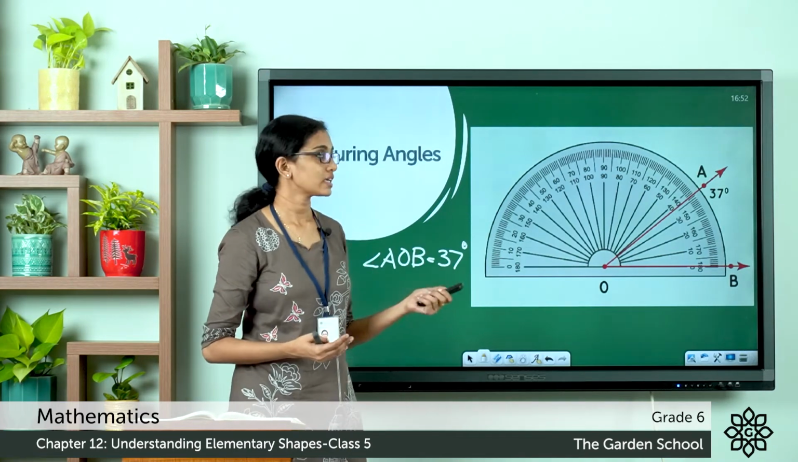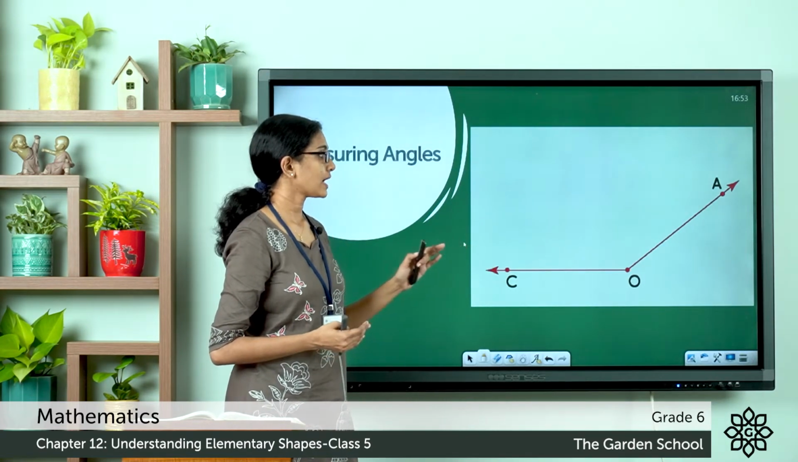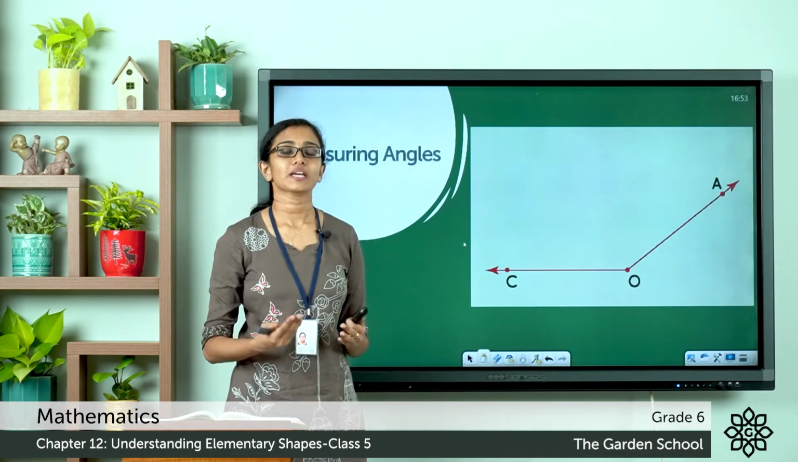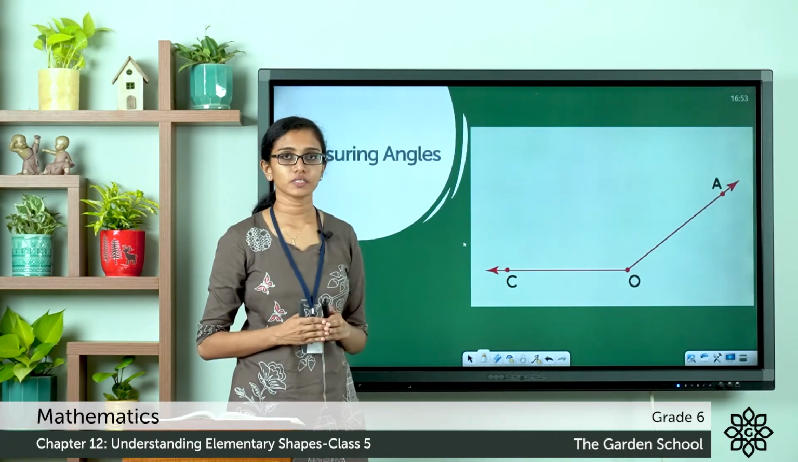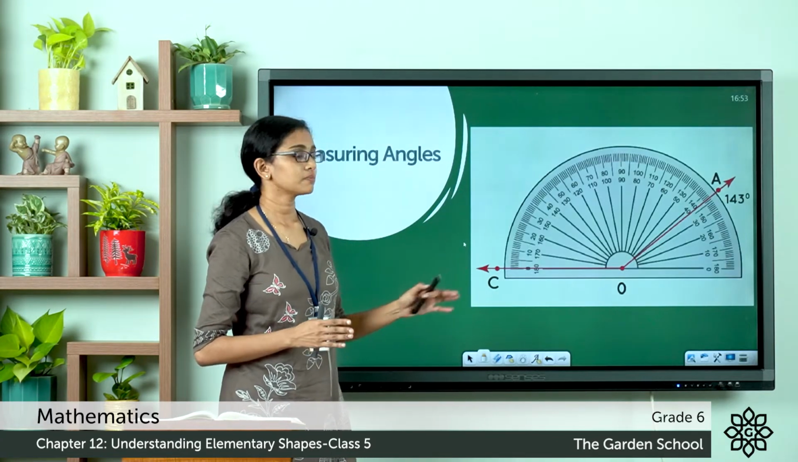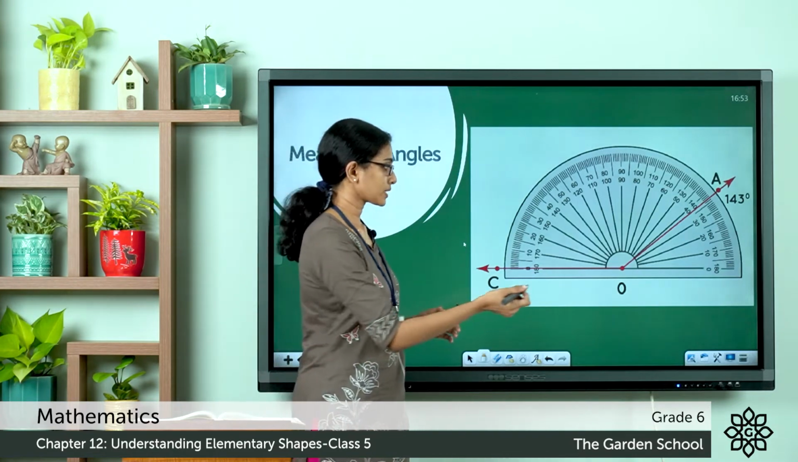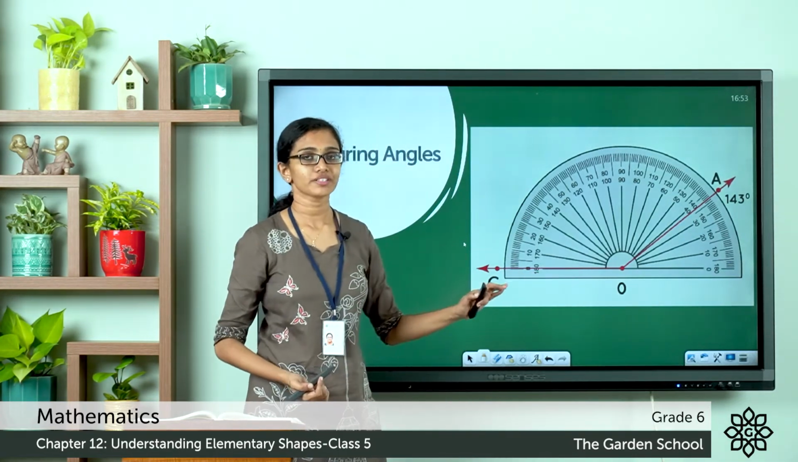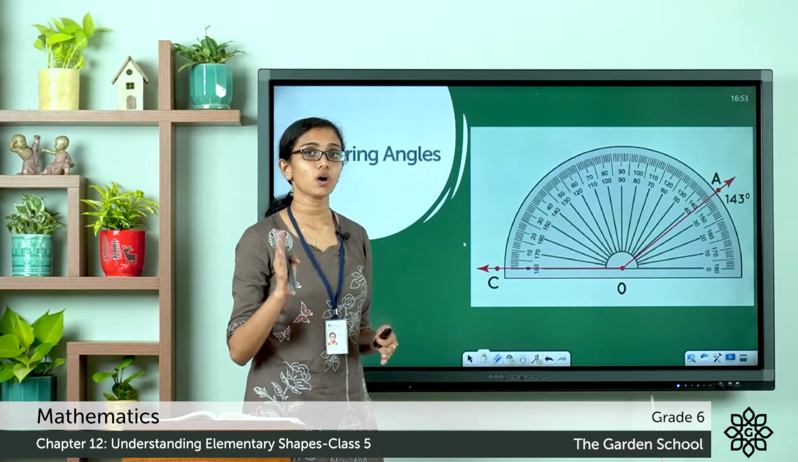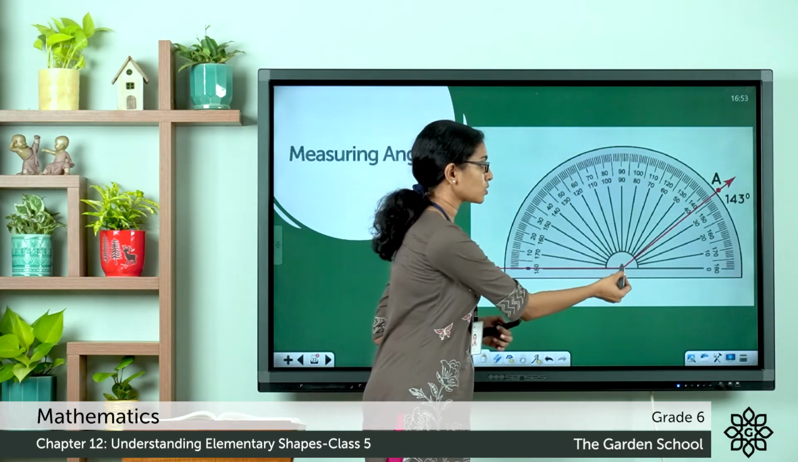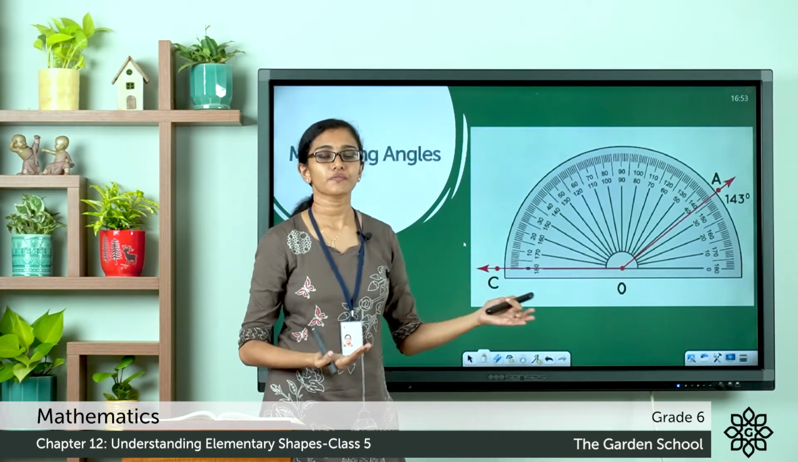Now let me show you another example. You have angle AOC here. So let's place the protractor to find the measurement of this angle. So here we have placed the protractor in such a way that one of the arms coincides with the baseline of the protractor. Also the vertex O coincides with the midpoint of the baseline.